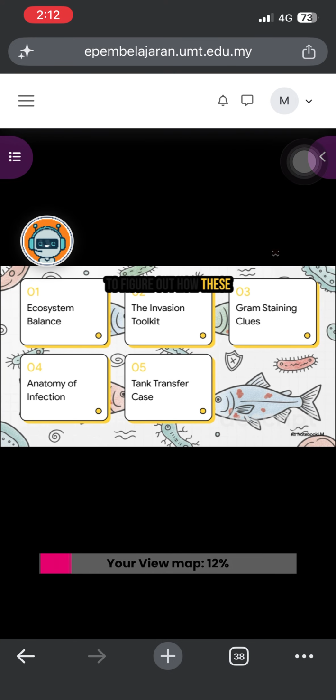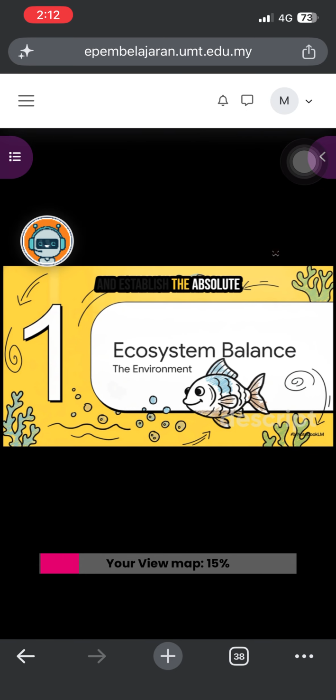To figure out how these harmless, microscopic neighbors suddenly turn into harmful invaders, here's our roadmap. We'll start with the ecosystem balance, then unpack the bacterial invasion toolkit, look at gram staining clues from the lab, walk step by step through the anatomy of an infection, and finish up with a real-world tank transfer case study. Let's start with Section 1 and establish the absolute foundational rule of fish health, the aquatic ecosystem balance.